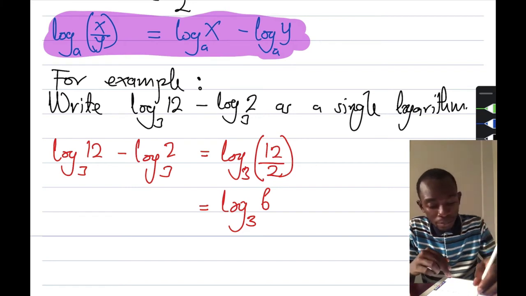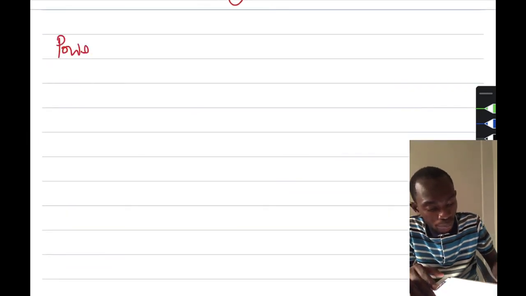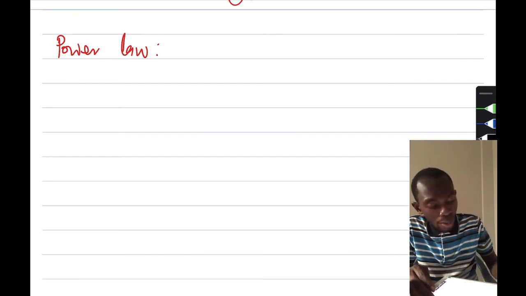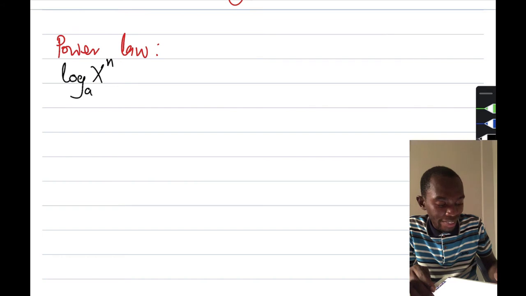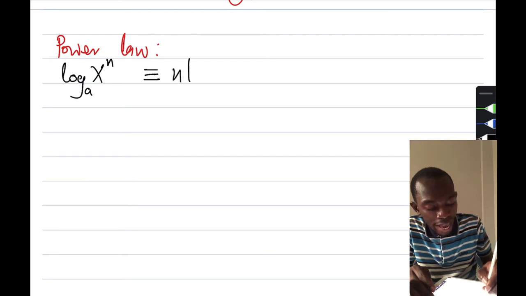Now finally, let's talk about the other law that we call the power law. The power law. So this is what the power law states. If you have, say, log x to the power n, okay, base a, this could be written as, or you can say it is equivalent to n log x base a.